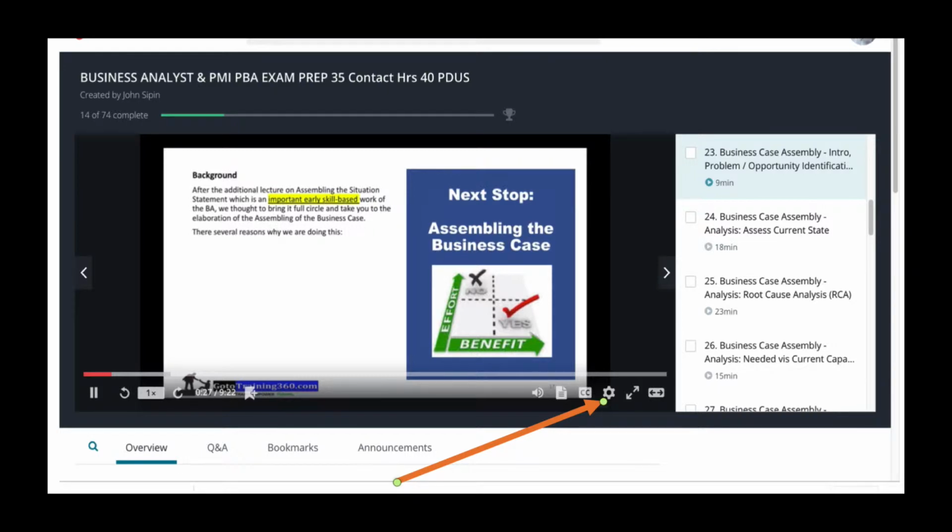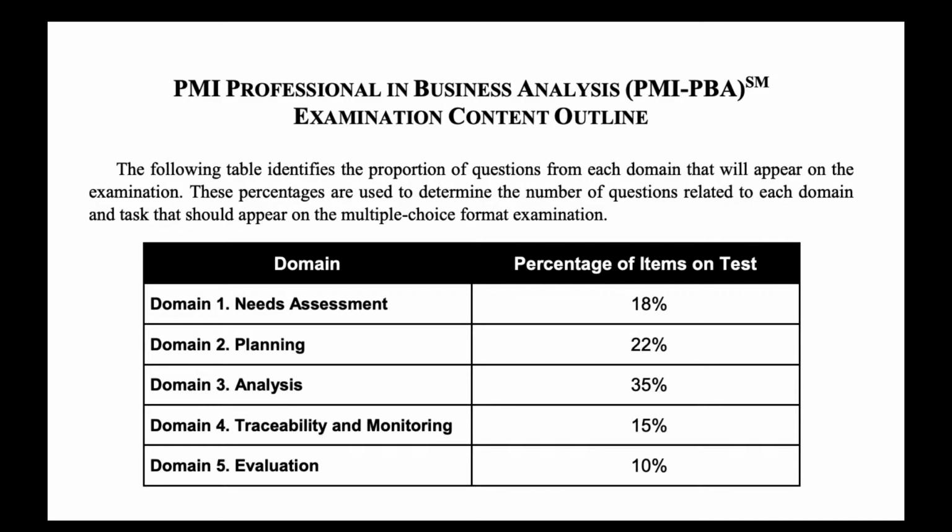Is that good? The next two knowledge areas or domains pertain to the planning for the analysis work and then actually eliciting and analyzing requirements elicited. You get 22% of the questions on planning, or business analysis planning, and 35% for analysis, also called requirements elicitation and analysis. That is a total of 57% of the questions, or more than half.